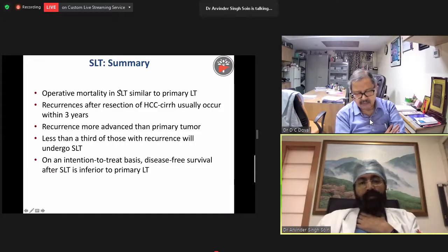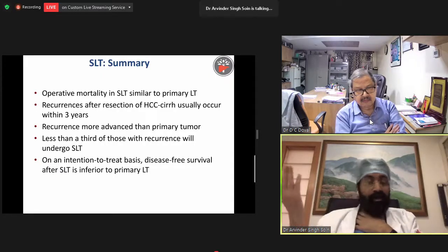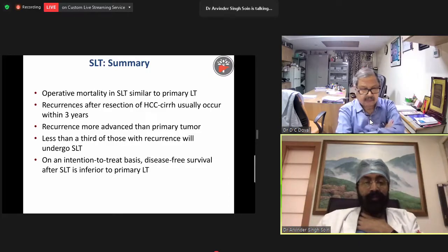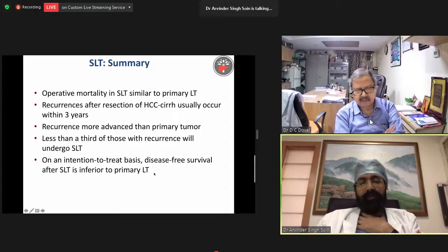So the summary is operative mortality in salvage is similar to primary. Recurrences after resection of HCC in cirrhosis usually occur within 3 years, and recurrence is usually more advanced than the primary tumor. So if the primary started out to be within Milan, the recurrence may be beyond UCSF. Less than a third of those with recurrence will actually undergo SLT. A third is also a pretty high estimate, usually around 20%. And on an intention to treat basis, disease-free survival after SLT is inferior to primary transplantation because not all of them are suitable for salvage transplant.